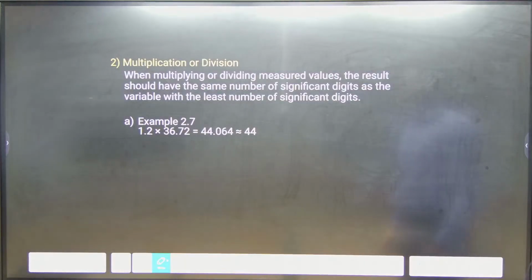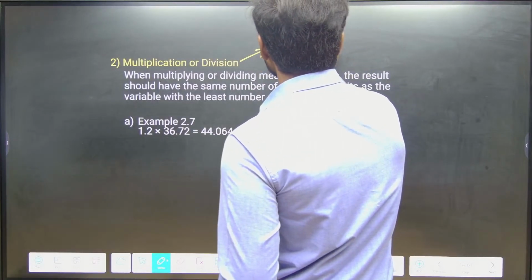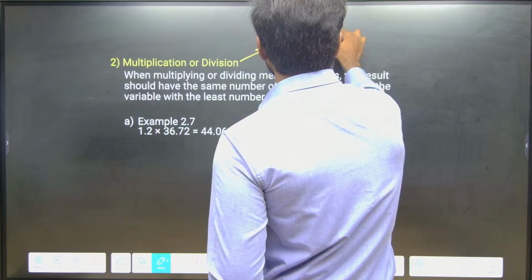Multiplication or division. When multiplying or dividing, I told we should consider the least significant.